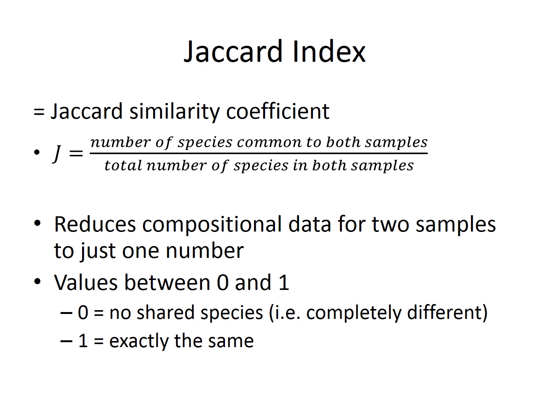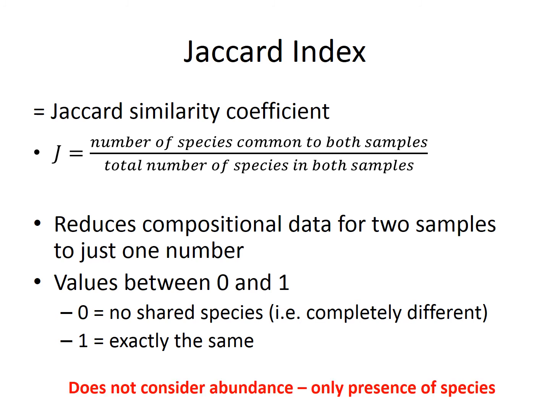What's worth noting here is this version of the Jaccard index that I'm presenting to you doesn't consider abundance. It only considers the presence of species. So to explain this, think back to our two forest communities that we've used. Both have 4 species, and both have the 4 same species. Therefore, if we're only thinking about the presence of species, their similarity is 1. They are exactly the same.